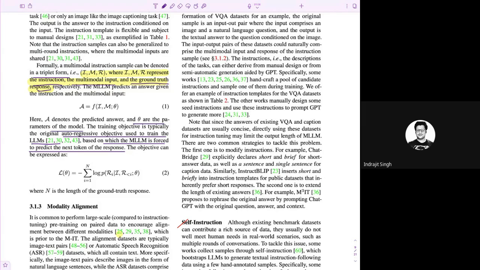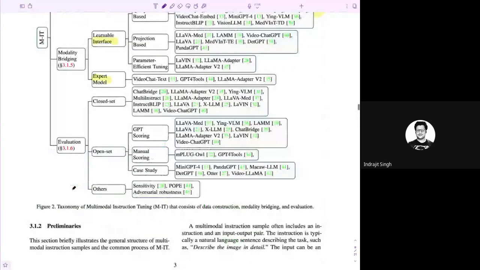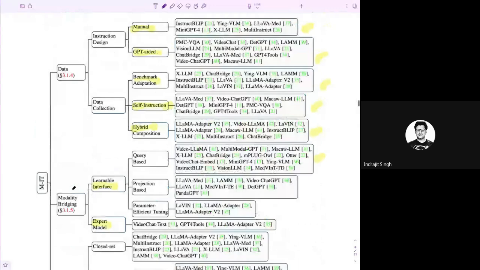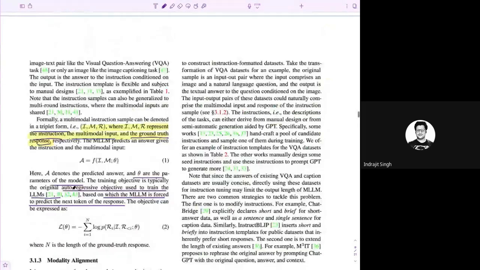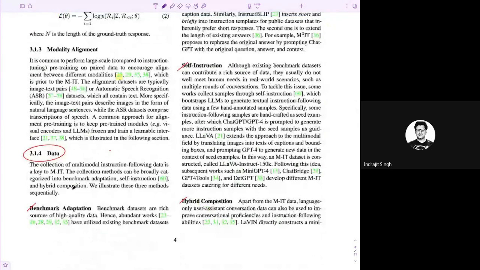Now we are going into one part, that is the modality. You can see here modality bridging, right? And modality alignment. Now, before we talk about modality alignment, we need to talk about data. The data is very important, right? What data has to be fed in? The collection of multimodal instruction following data is key to MIT. The collection methods can be broadly categorized into benchmark adaptation, self-instruction, and hybrid composition. Either you use one of them or you mix both of them.